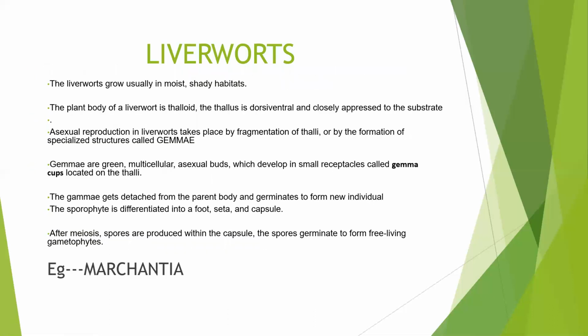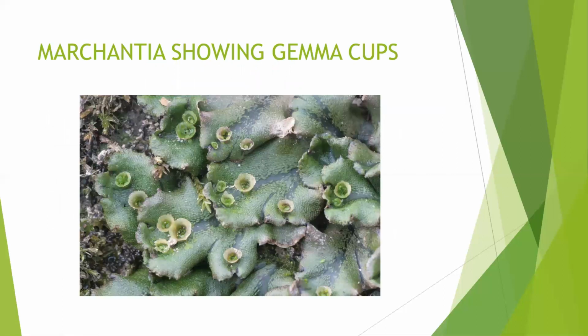Under liverworts comes an example known as Marchantia. I showed you Marchantia just now, and these liverworts usually grow in moist and shady habitats. Their plant body is thallus-like. It is dorsiventral and closely appressed to the substratum. See, I am sure this is the Marchantia. The body is thallus-like, you can see, and it is dorsiventral, appressed to the substratum.